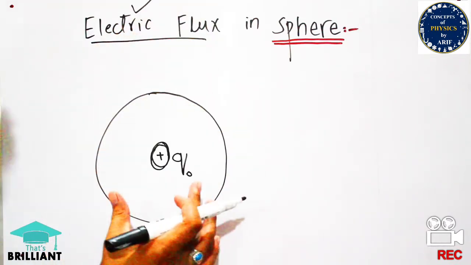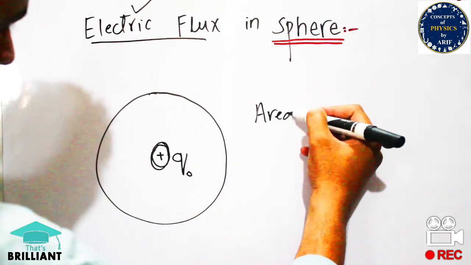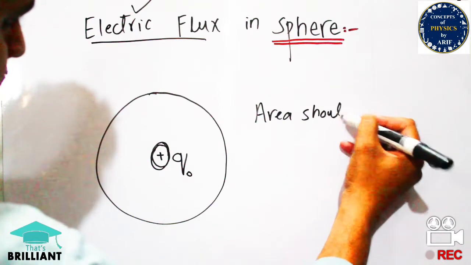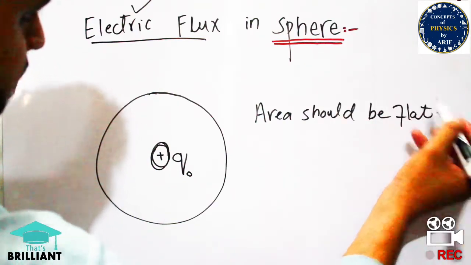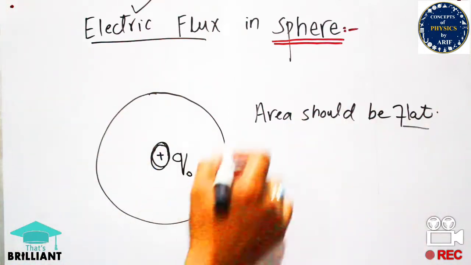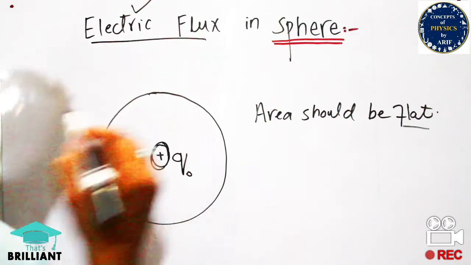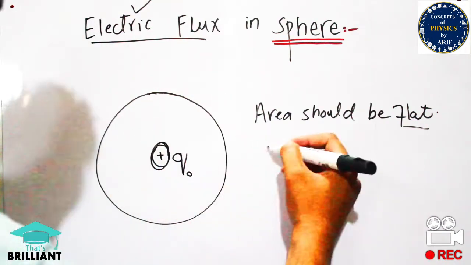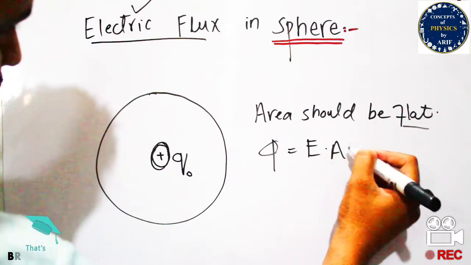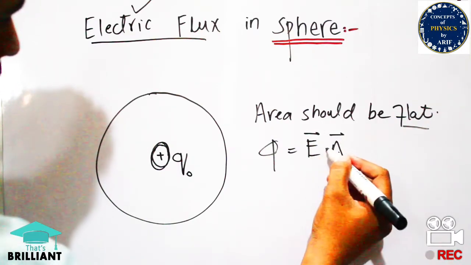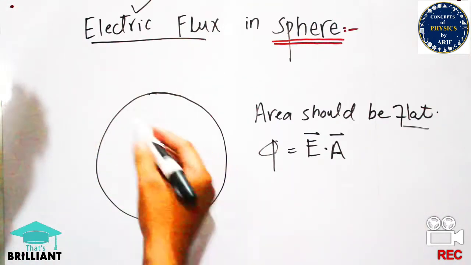in the whole sphere. First of all, the condition for calculating the electric flux is that the area of the surface should be flat. But in this case, the spherical surface is not flat, it is curved. So we need to cut this area to make a flat surface, because the flux is directly proportional to the electric field intensity and the area should be flat.